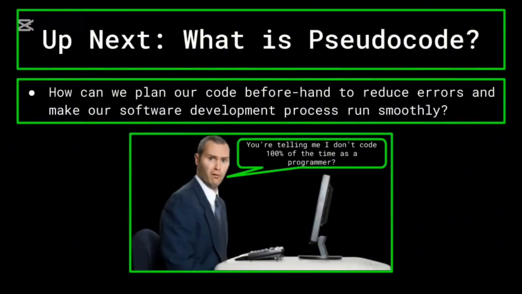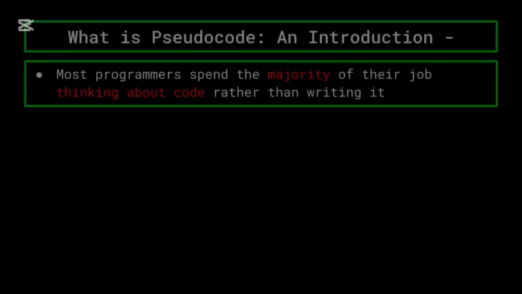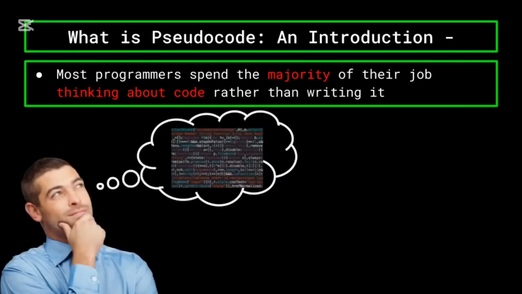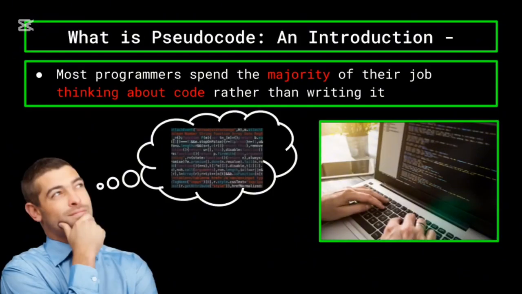Now, as we wind down our Introduction to Programming series, we want to take some time and go over some of the soft skills needed to be a successful computer scientist, since it's not all about writing code. In fact, many professional computer scientists will tell you that the majority of their job is spent thinking about code, rather than actually writing it.